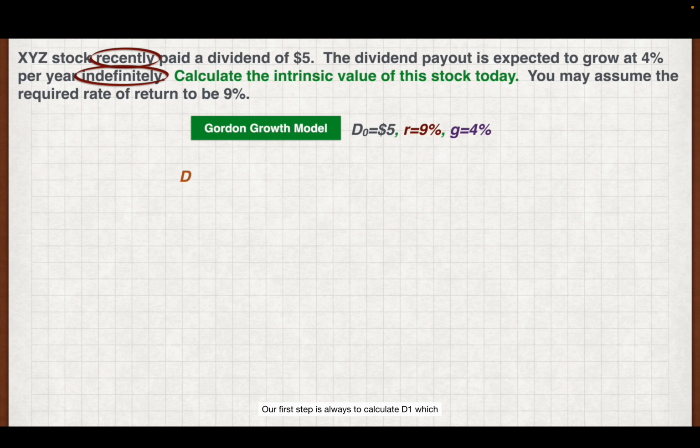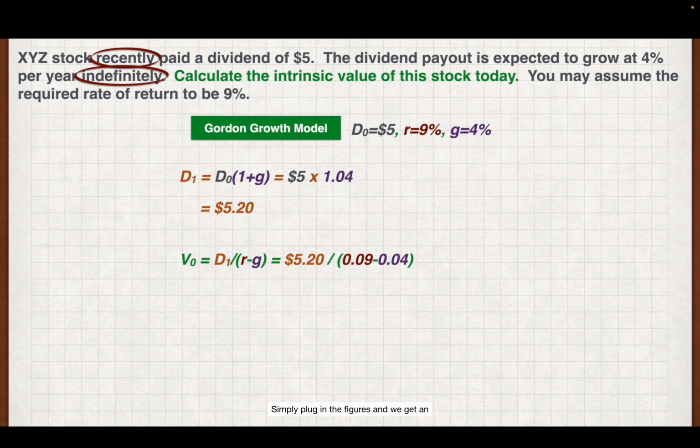Our first step is always to calculate D1, which is the dividend for the next period. Increase the $5 dividend by 4%, and we get $5.20. The intrinsic value of XYZ stock can be easily calculated using the formula for Gordon Growth Model. Simply plug in the figures, and we get an intrinsic value of $104 for the stock.